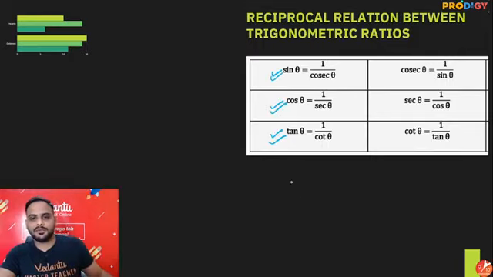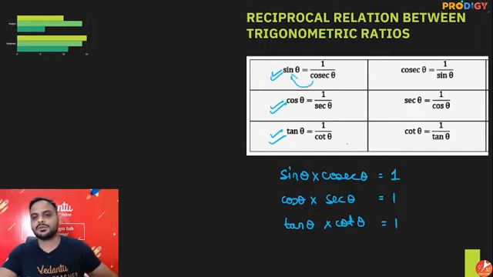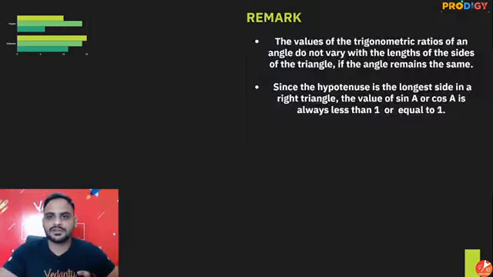From here we can say that sin theta into cosec theta, if the angle is the same, will be 1. Cos theta into sec theta will be equal to 1, and tan theta into cot theta will be equal to 1. Because they are reciprocals of each other, sin theta into cosec theta is equal to 1. So this is your reciprocal relationship.